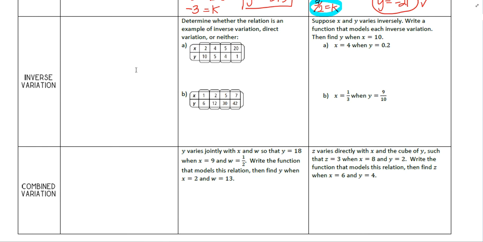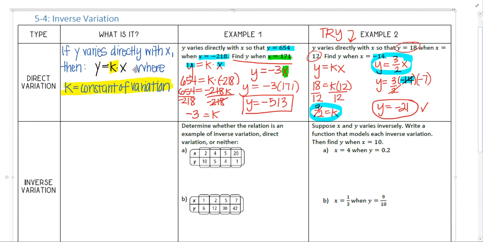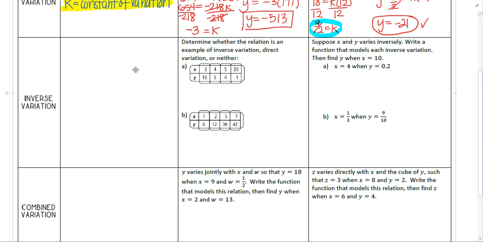Welcome back to a video on section 5.4, which is on inverse variation. We've already reviewed direct variation, which is when we have y equals k times x, where k is a constant of variation. And so now we're going to talk about inverse variation.